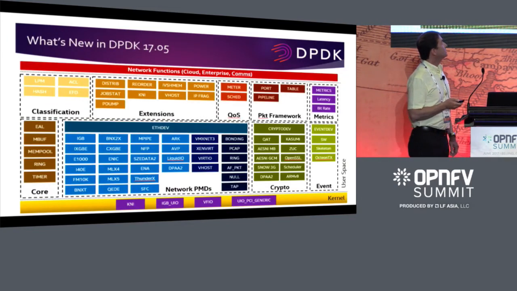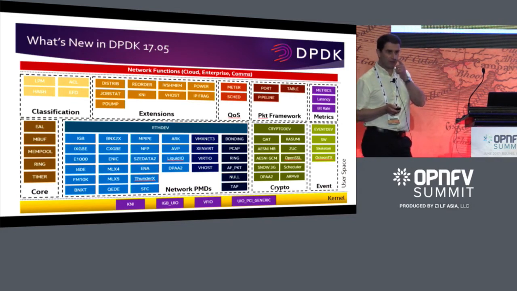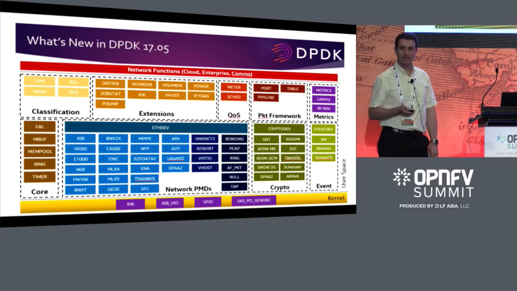So looking back at 17.05, this is our standard picture of the DPDK framework. It seems to get bigger and busier every release. It's really showing the libraries and the drivers that reside within DPDK.